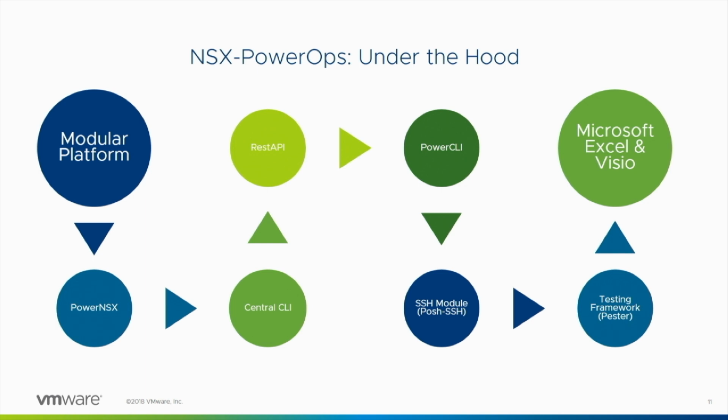Underneath, we use PowerNSX a lot. Quick shout out to PowerNSX. It's built by our team, Nick and Dale, Anthony. If you're not using it, you should. Central CLI, REST APIs, we make all necessary calls to pull the information we need to document it. As I mentioned earlier, PowerCLI is our backbone. We have a few modules that we use, SSH and Pester. These are our dependencies. We need these to make the product run.